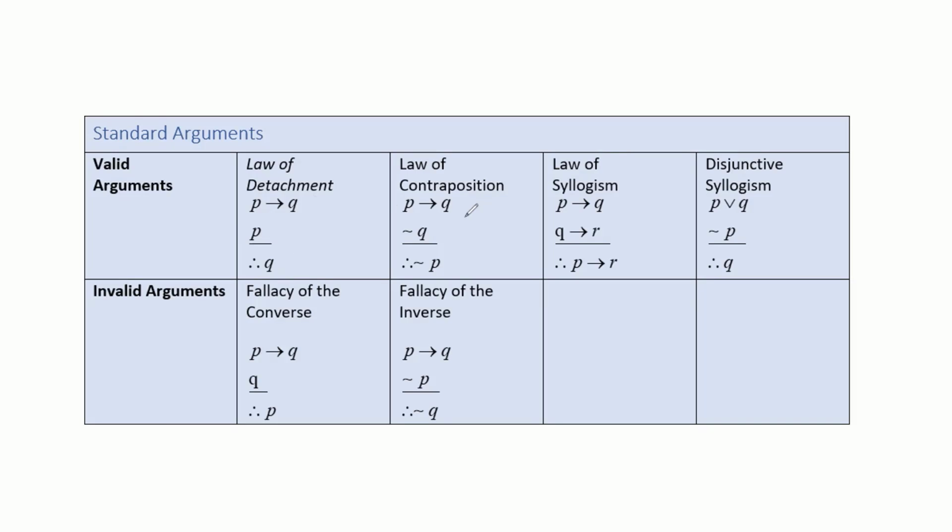The law of contraposition, P implies Q, not Q, therefore not P. The law of syllogism, if P then Q, if Q then R, therefore if P then R. And disjunctive syllogism, P or Q, not P, therefore Q. The two fallacies: the fallacy of the converse, if P then Q, Q, therefore P, that's invalid. And the fallacy of the inverse, if P then Q, not P, therefore not Q.